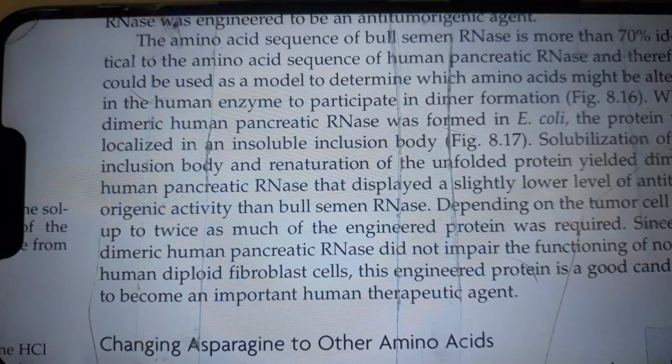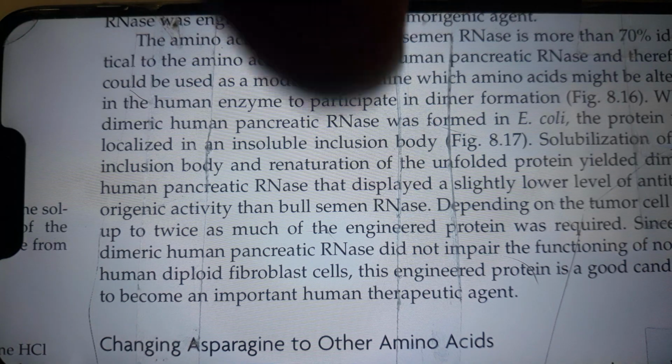The amino acid sequence of BUL7 RNase is more than 70% identical to the amino acid sequence of human pancreatic RNase, and therefore could be used as a model to determine which amino acids might be altered in the human enzyme to participate in dimer formation. When dimeric human pancreatic RNase was produced in E. coli, the protein was localized in the insoluble inclusion body.